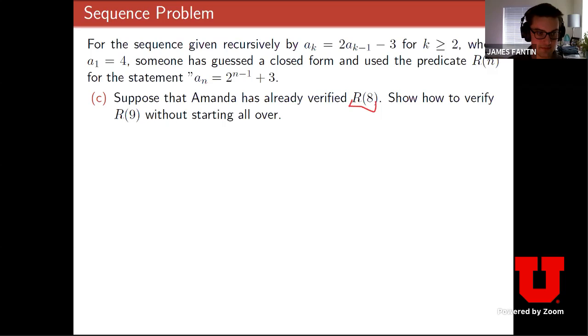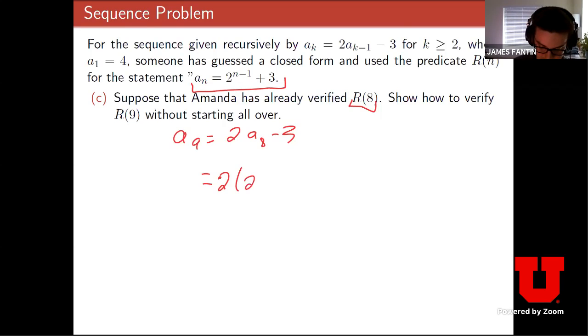You can use the recursive formula and just use the value from R8, since that's the only variable that you'd need to plug into the recursive formula. Yeah, perfect. So for the recursive formula, we've got a sub 9 is 2a8 minus 3. We already know that the value R8 is correct, so we know that the value for a8 is correct. So we can go ahead and use this formula.